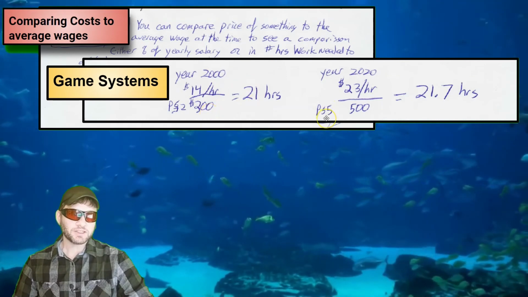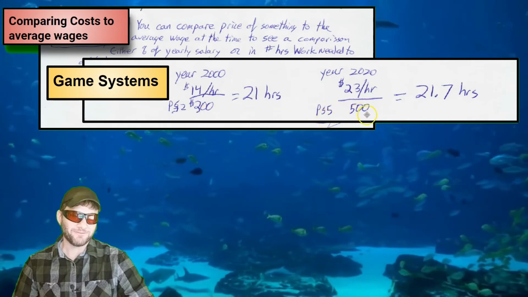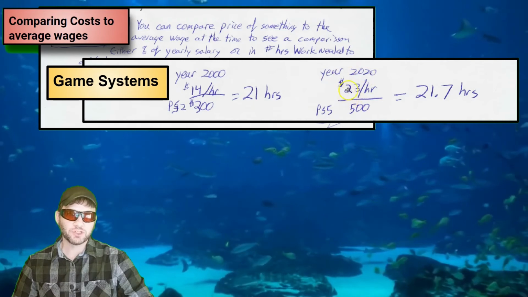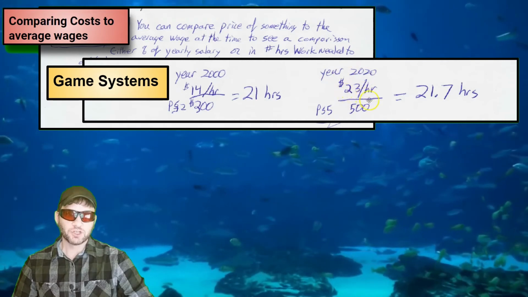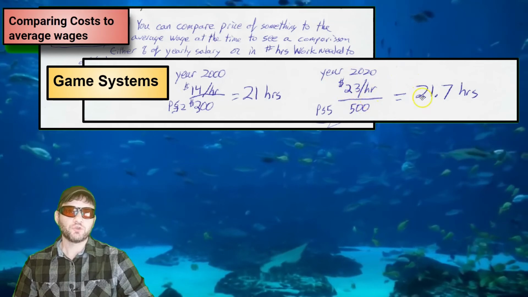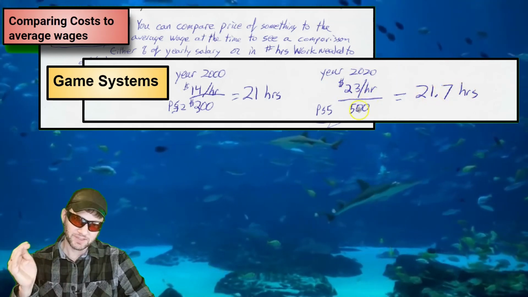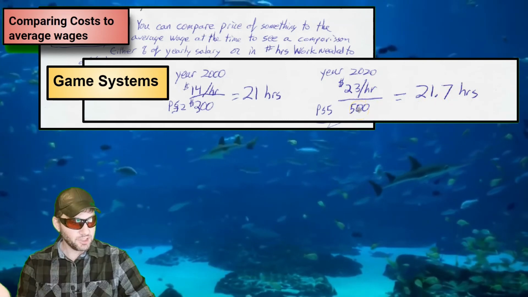Okay, well the PS5 is coming out at $500, and in the year 2020, the average hourly rate is $23 an hour. So that means you need to work 21.7 hours to pay for your new PS5. That's really close.